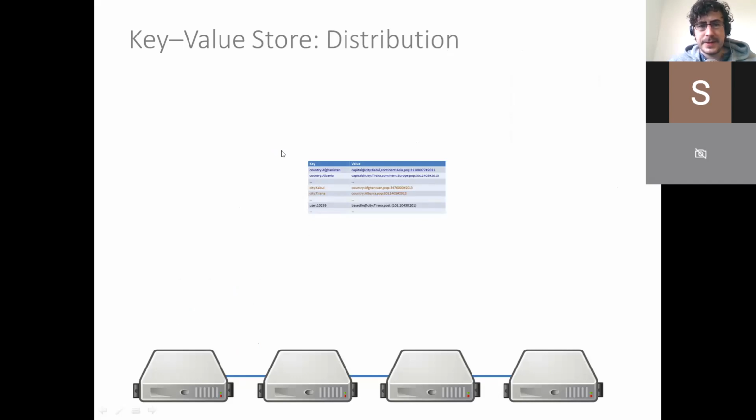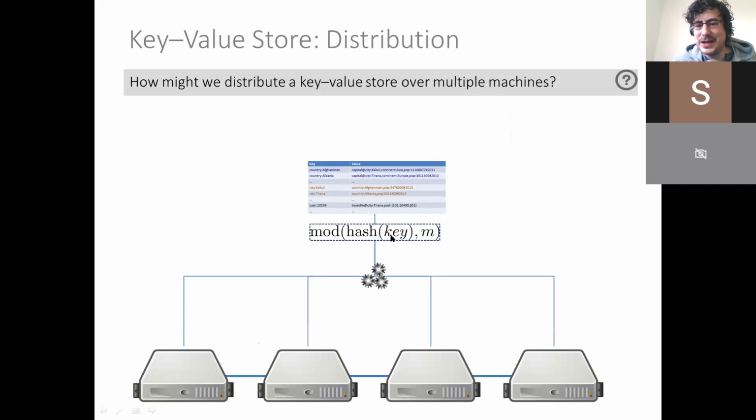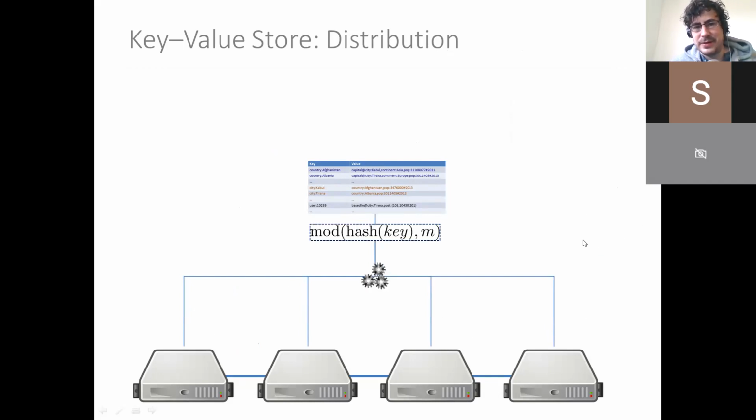Okay, so in terms of distribution, how might we distribute a key value store over multiple machines? Well, the probably obvious idea would be to, like in MapReduce, apply the mod hash key m function, where you take the hash of the key and do modulo m, which is the number of machines, and that gives you an ID of the machine on which you can index. So this is a pretty straightforward option.